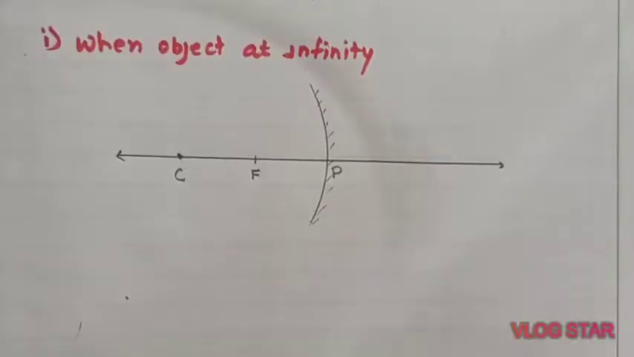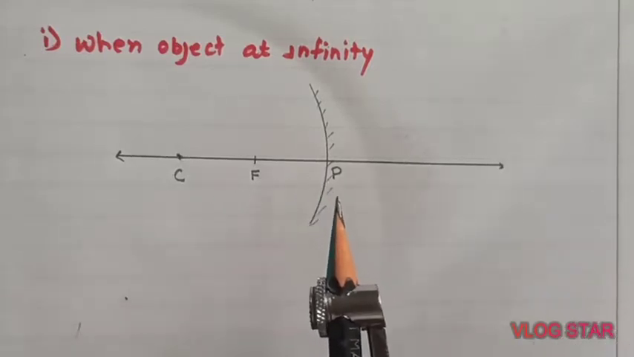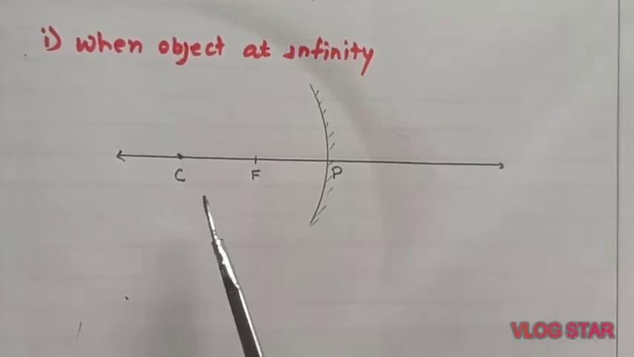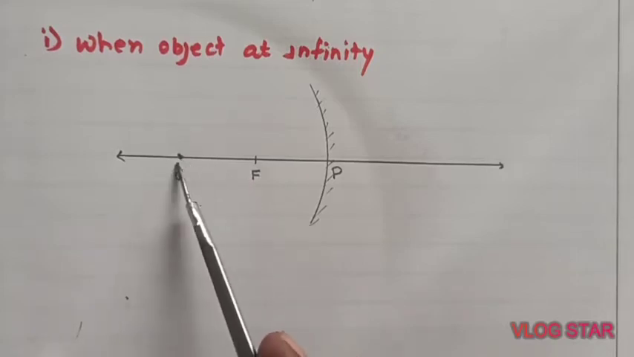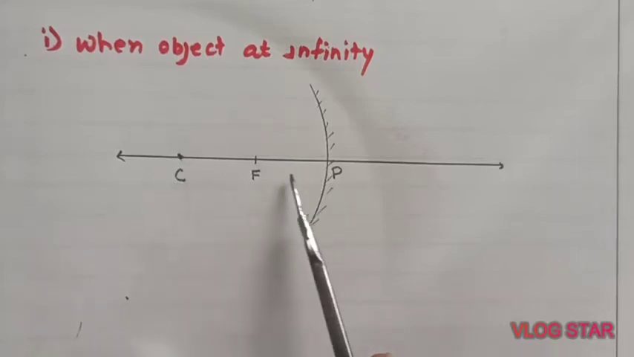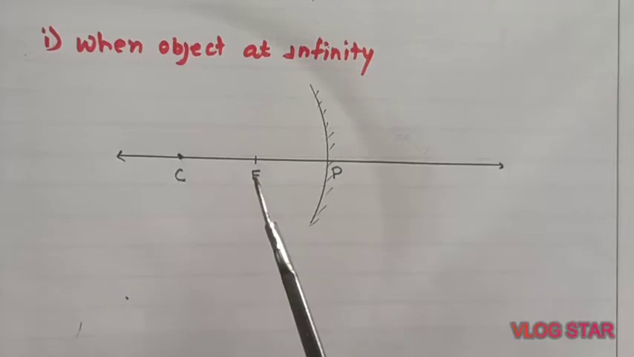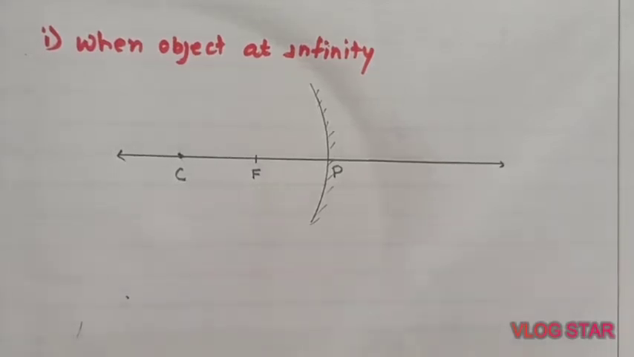While drawing this concave mirror, as I told you, you have to take a measurement of 4 centimeters for our convenience. Not necessary, but for our convenience. What is the distance between the center of curvature and the focus? Half of the radius. If you have taken radius 4, this distance should be 2. You cannot do it roughly. It is like a construction in geometry. It should be accurate, then only you will get the accurate image.